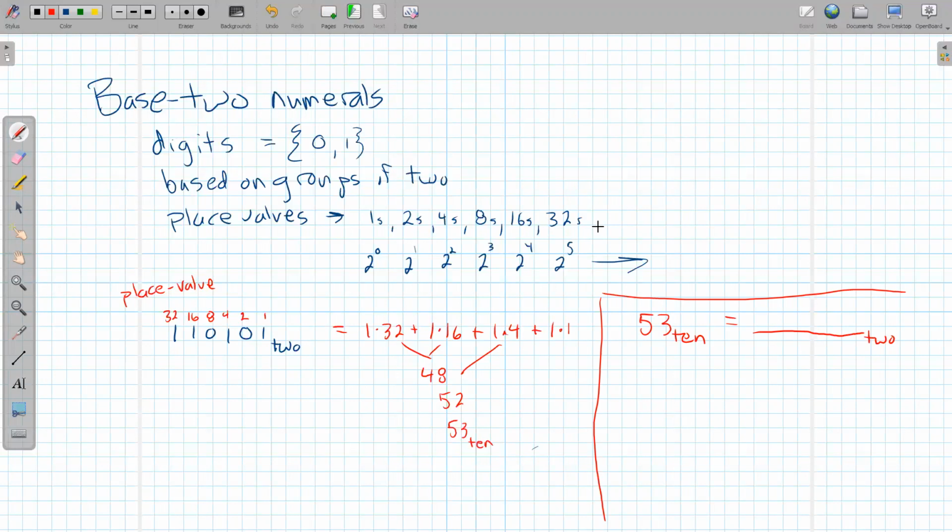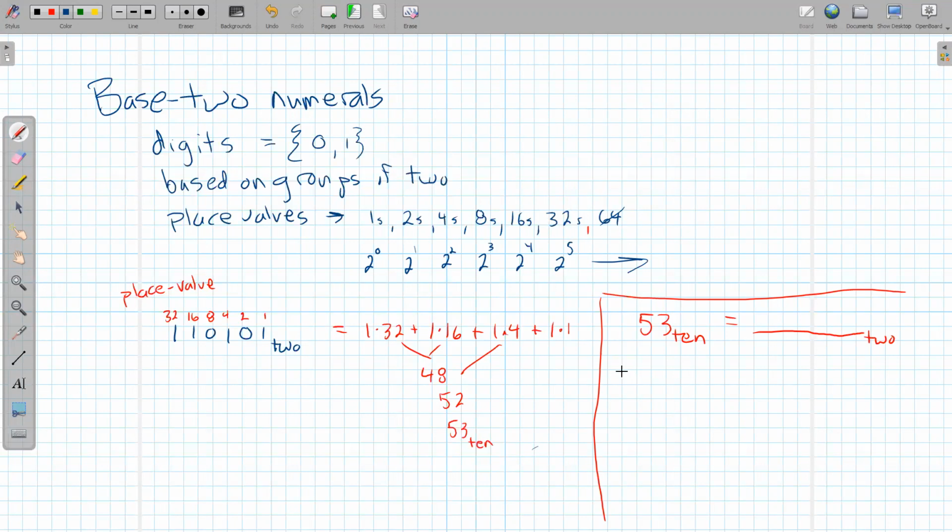If I kept going, the next place after 32 would be what? Anybody? 64, yeah. Double 32 and we get 64. And 64 is too big, right? So I always want to double check. Did I go far enough?